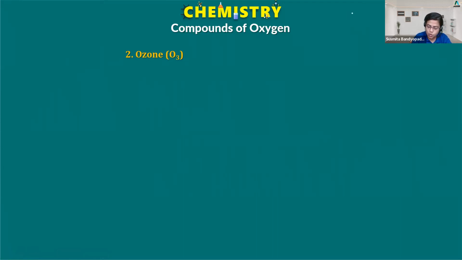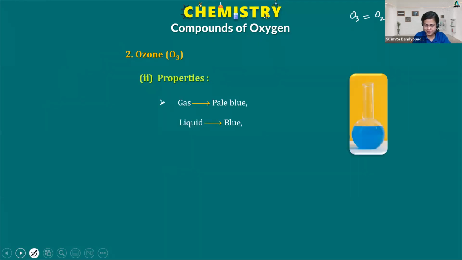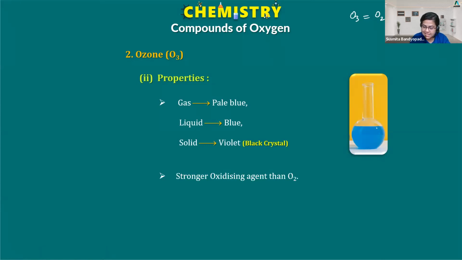You know why? O3 is O2 plus O. So this extra O, it can supply and itself become very, very stable. Properties: it's a pale blue gas. In the liquid phase, it's blue in color, while it exists as a violet or blackish violet colored solid crystal. Of course, it is a stronger oxidizing agent than O2 because it has an extra nascent oxygen to spare.